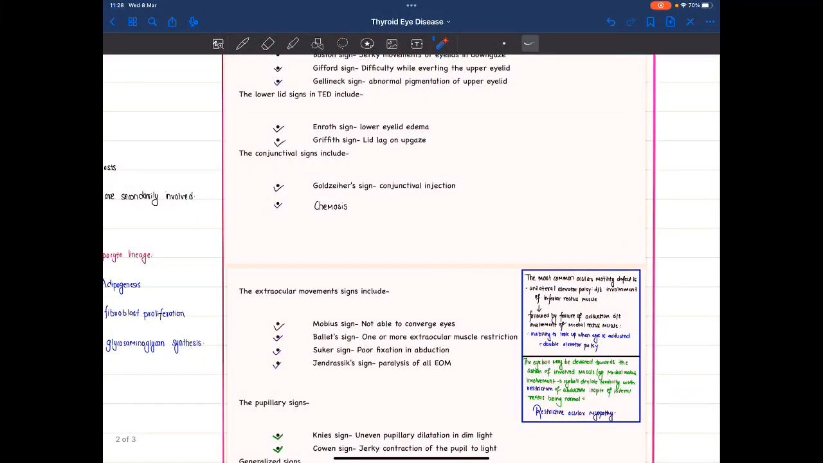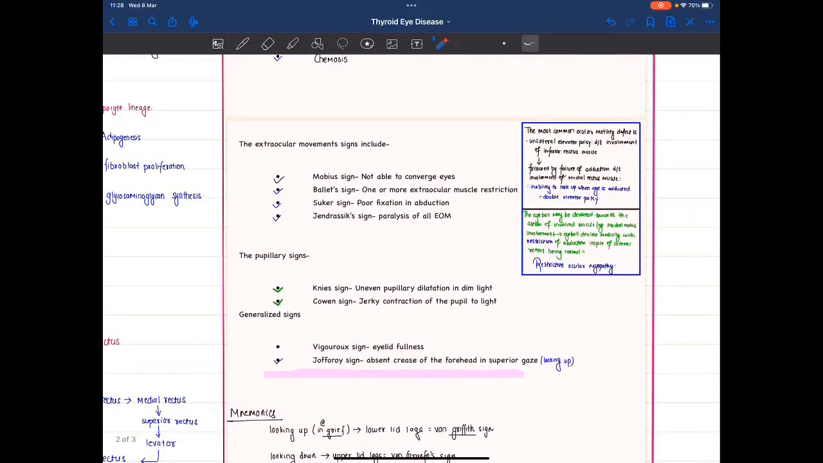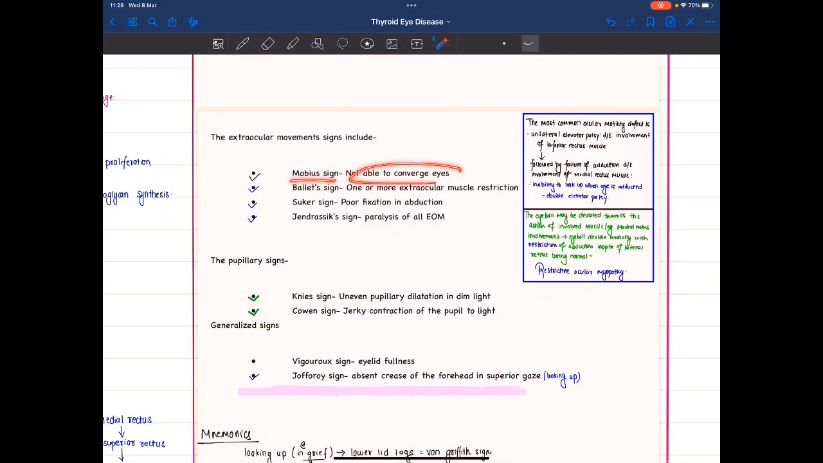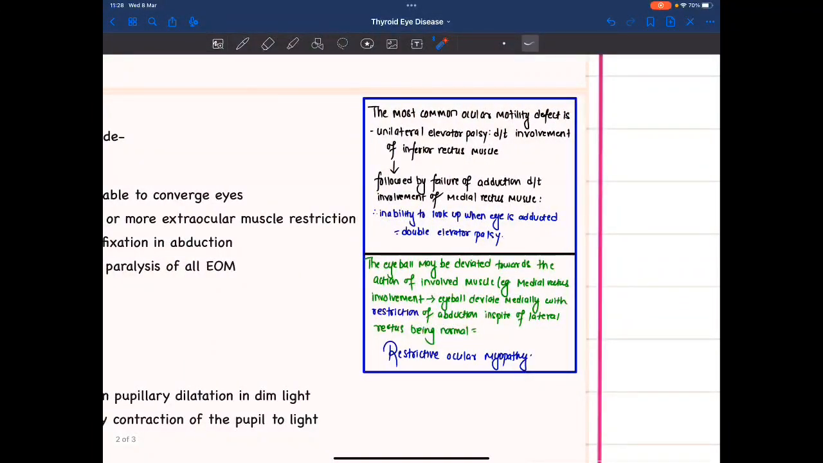What are the conjunctival signs? Goldzieher sign, that is deep conjunctival injection, and chemosis, that is conjunctival edema. Extraocular movement signs include Moebius sign, that is convergence insufficiency. Ballet sign, one or more extraocular muscle restriction. There is a term called restrictive ocular myopathy, we will come to that later. Suker sign, poor fixation in abduction. Gendron sign, paralysis of all extraocular muscles. Note that the most common ocular motility defect is unilateral elevator palsy.